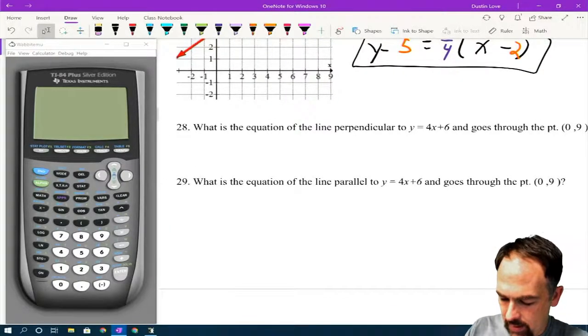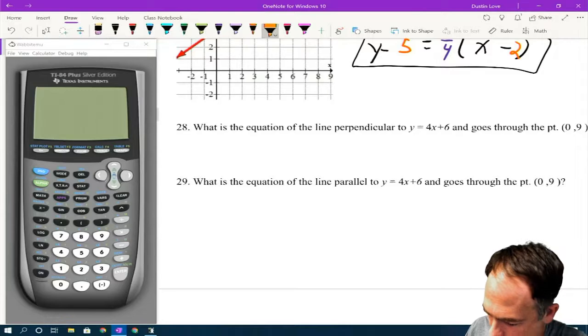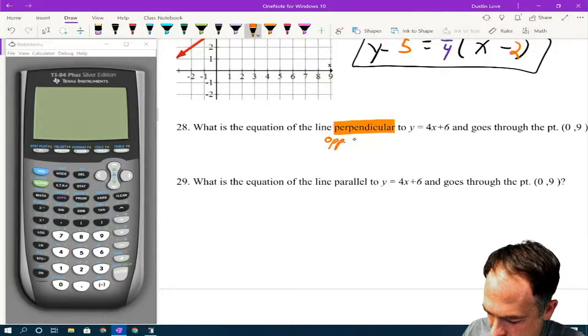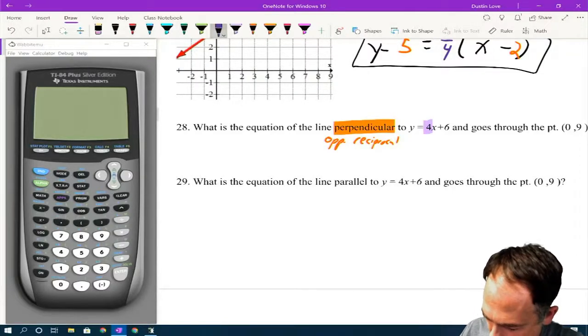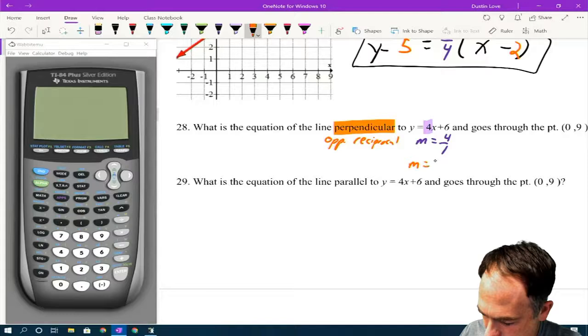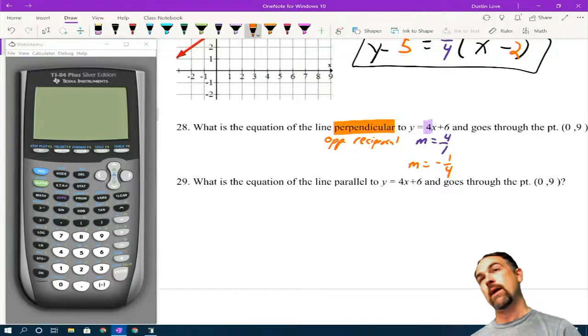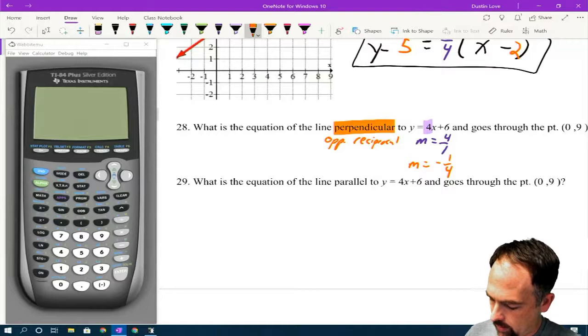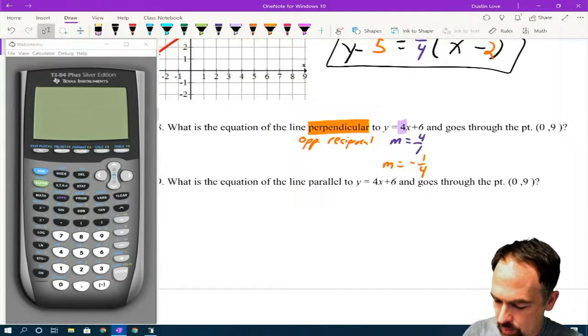Was the equation of a line, and I see this word right here, perpendicular to, tells me that I am going to need opposite reciprocal slope. So right here, my slope, m, equals 4 over 1. So my opposite reciprocal slope is going to be m is negative 1 over 4. Remember, reciprocal, flip it upside down, makes us have 1 over 4. Opposite makes it be negative 1 over 4. Now it goes to the point 0, 9.